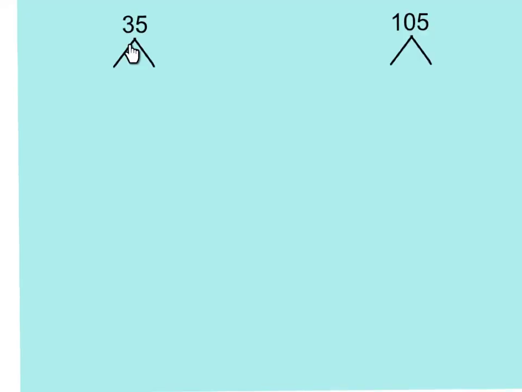Alright, let's practice with 35. So what times what is 35? Well, I know that 5 multiplied to 7 is 35, but you know what? That's it. I can't break those apart, so that's my factorization.